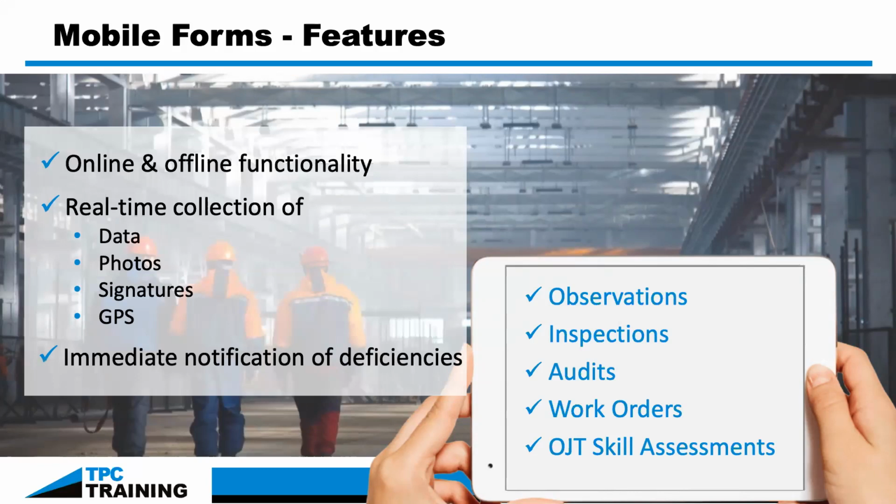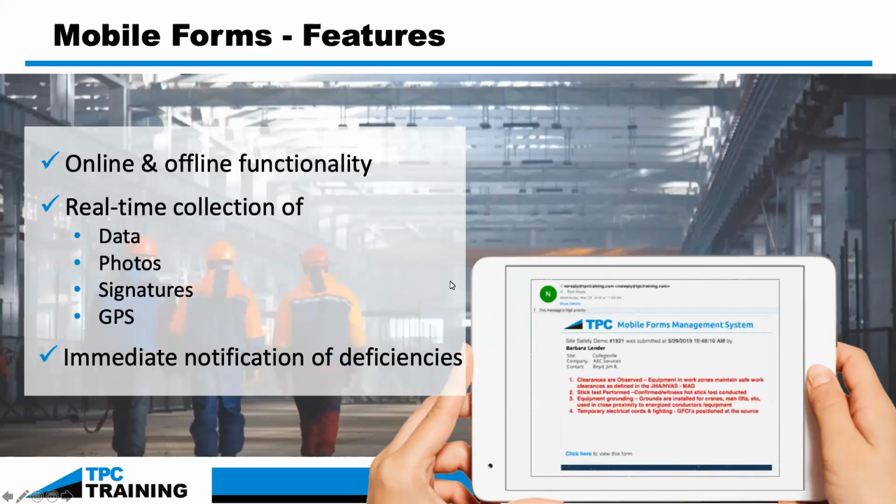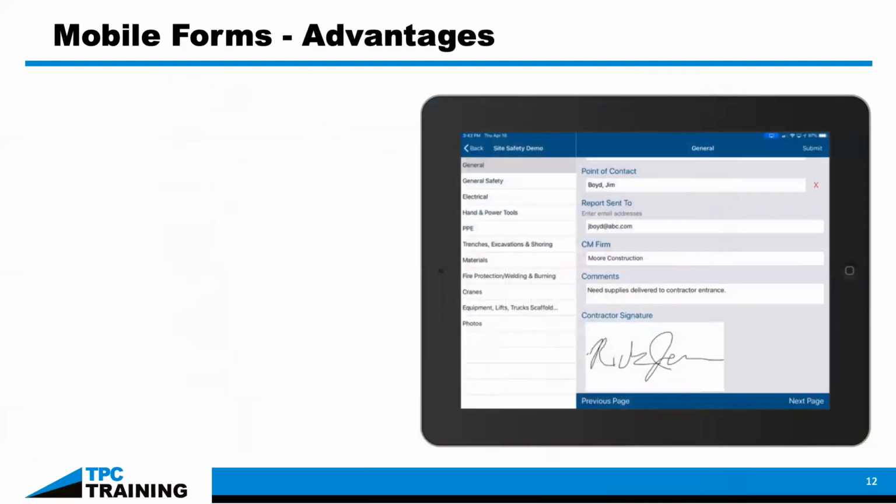And lastly, and this is a really important one, immediate notification of deficiencies. The form is smart in that if you have filled it in and identified a deficient condition, out of the acceptable range, there are immediate notifications that go to the folks responsible for rectifying that situation. I'll show you in just a minute exactly how that works. This is an example of a mobile forms management notification that comes in, and I'll demonstrate that live for you in just a second.